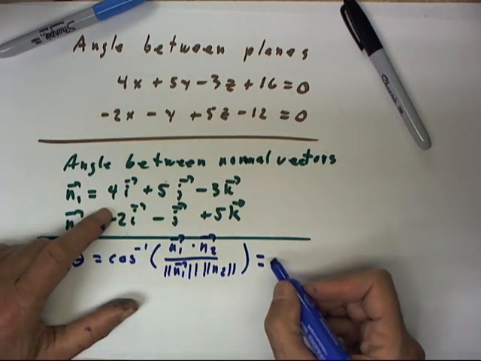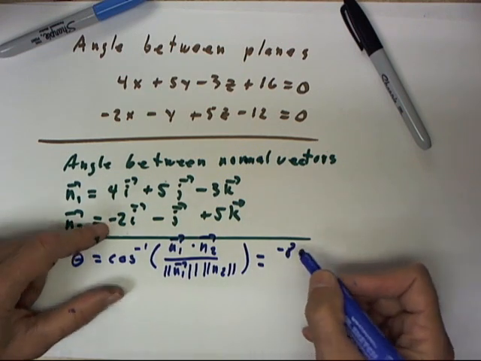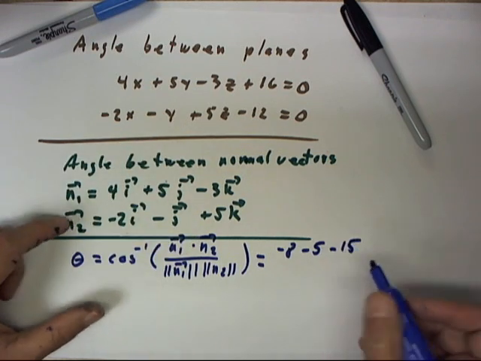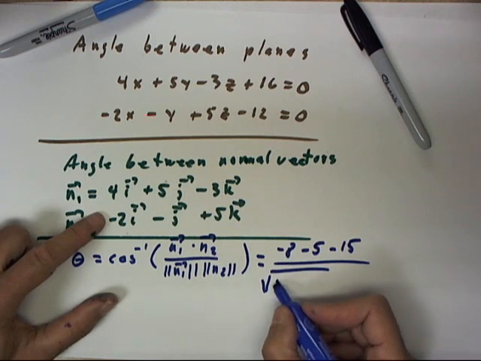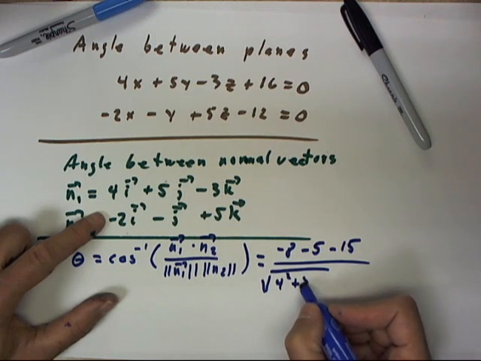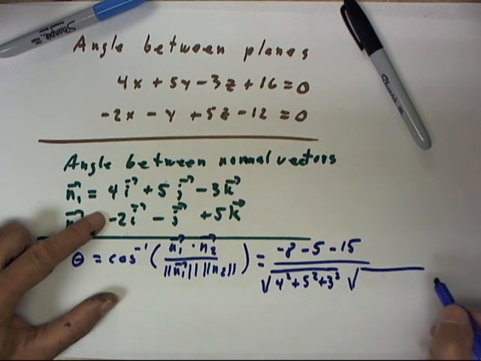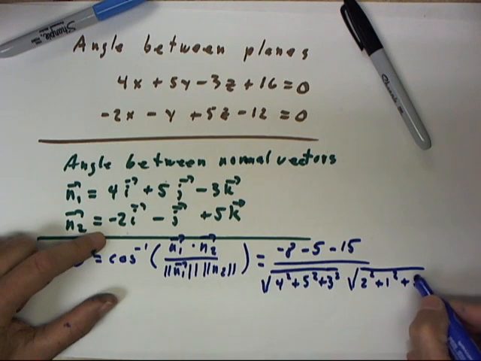Now, I'm not going to write out all the details. The dot product is negative 8. J components give us negative 5. The K components give us negative 15. The magnitude of n1 is square root of 4 squared plus 5 squared plus 3 squared. The magnitude of n2 is the square root of 2 squared plus 1 squared plus 5 squared.